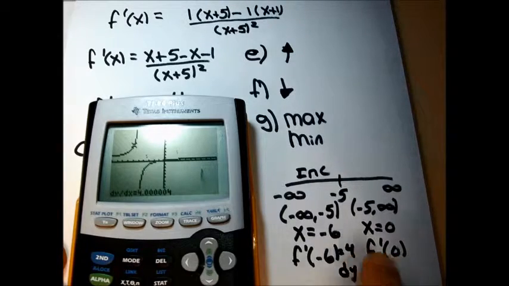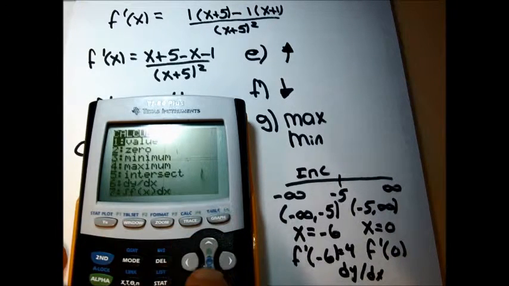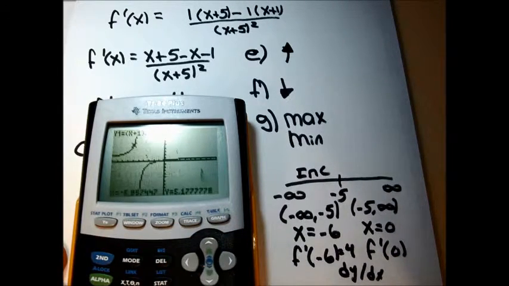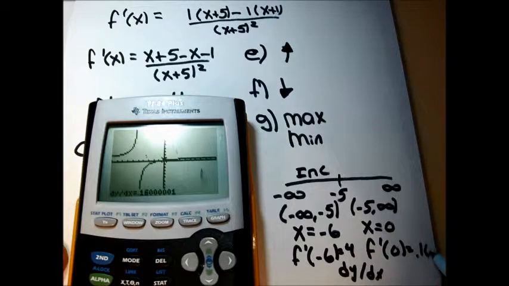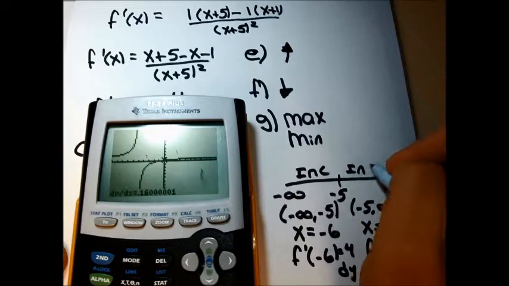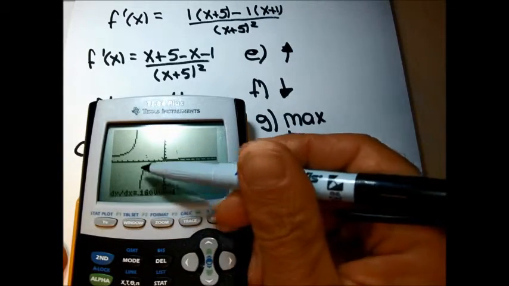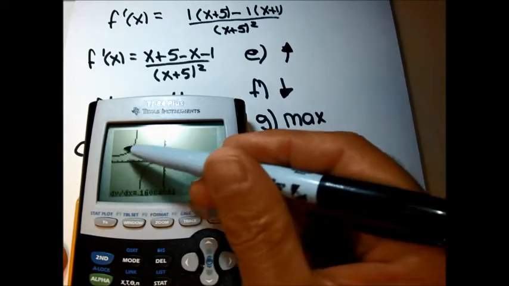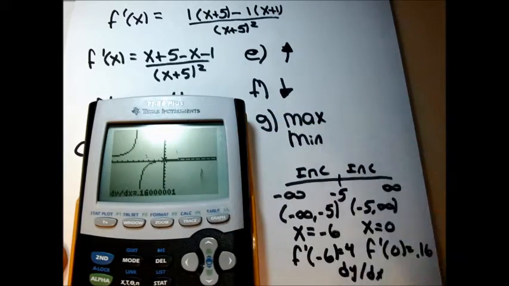Next, I'm going to do f prime of 0. So second calc, go down to number 6, dy dx, type in 0, and I get 0.16. It's also positive, so in that interval, the graph is increasing. You can see that it's increasing because it's going up on both intervals. As I move from left to right, the graph is going up. Has a break there at the vertical asymptote.